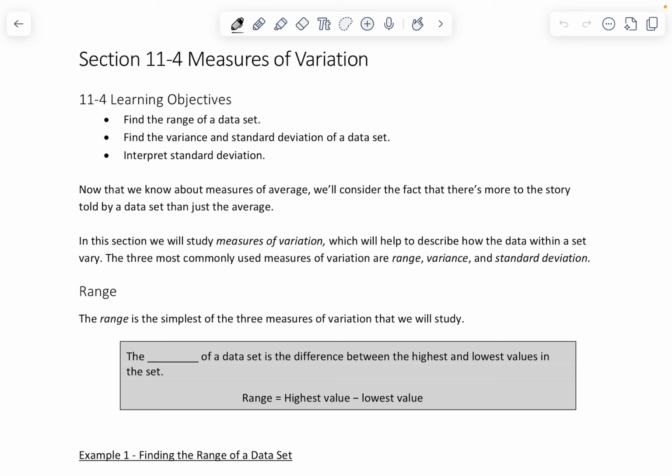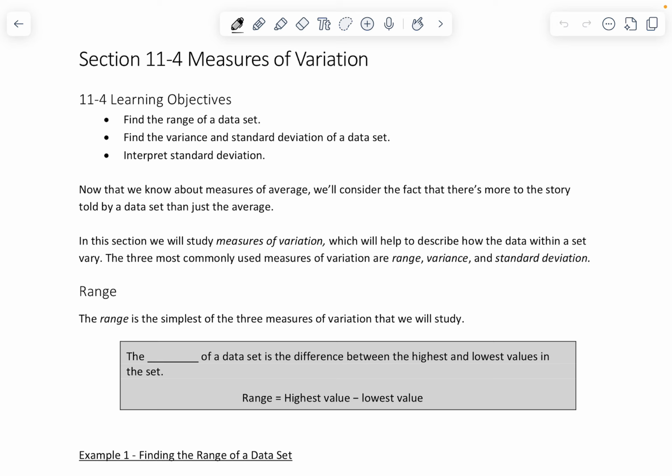In the previous video, we talked about measures of average. And now that we've considered measures of average, let's consider the fact that there's more to the story told by a dataset than just the average. In this section, we will study measures of variation, which will help to describe how the data within a set vary. The three most commonly used measures of variation are range, variance, and standard deviation.